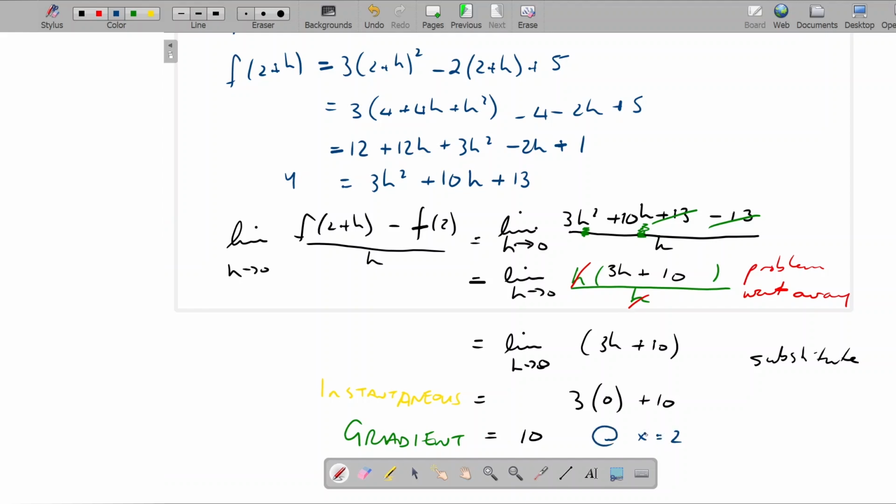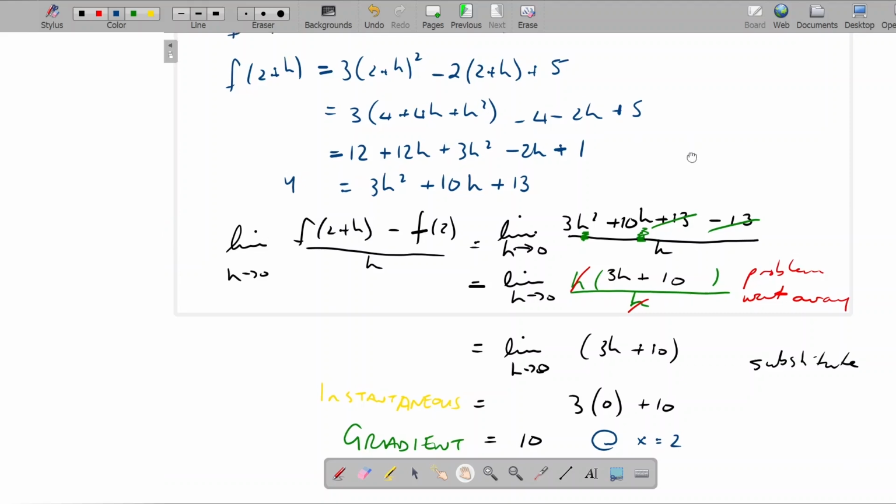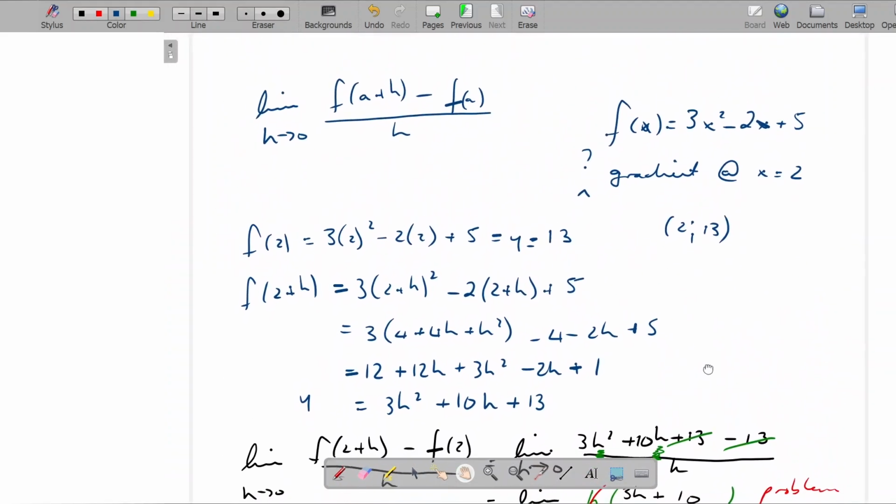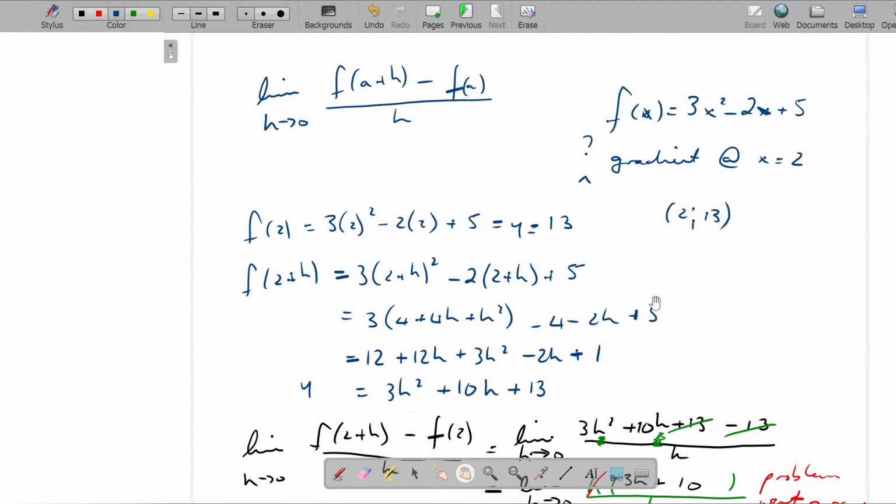And so we have now been able to find the gradient at a single point. And again, I just want to go back up to the top. For that function, f of x equals 3x squared minus 2x plus 5, the actual gradient at a single point, at the point x equals 2, is now the instantaneous gradient. It is no longer the average gradient. It is now the instantaneous gradient.